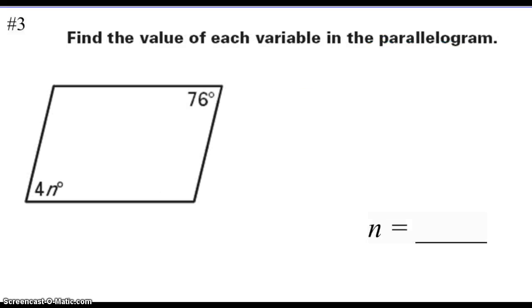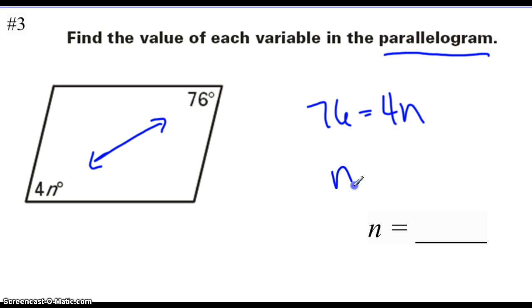If you go to your third example, you'll see that we're now talking about angles. Again, it's a parallelogram. So in this picture, opposite angles are congruent. Please remember, consecutive angles are supplementary, so next to each other are supplementary, but opposite each other are congruent. So if they are congruent, I set them equal, and n is 13, I think. Sorry, 19.